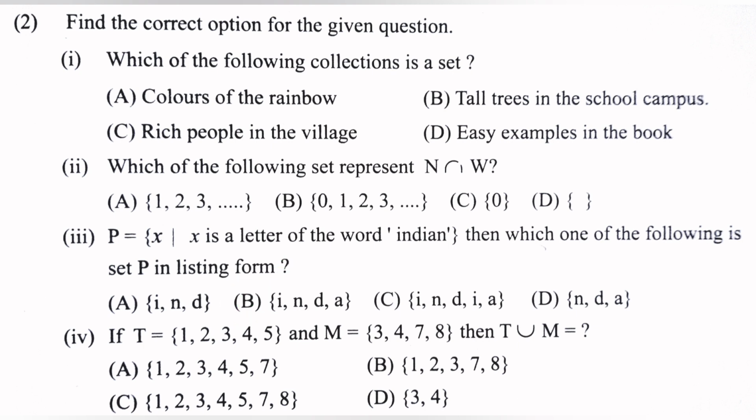Fourth one, if T is equal to 1 2 3 4 5 and M is equal to 3 4 7 8, then T union M is equal to what? So we have to find T union M. So we will write all the elements of T and M in one set and we don't have to repeat the elements which are repeating in T and M. Okay, so the answer should be 1 2 3 4 5 7 8 and it is option C. So the correct answer is option C.